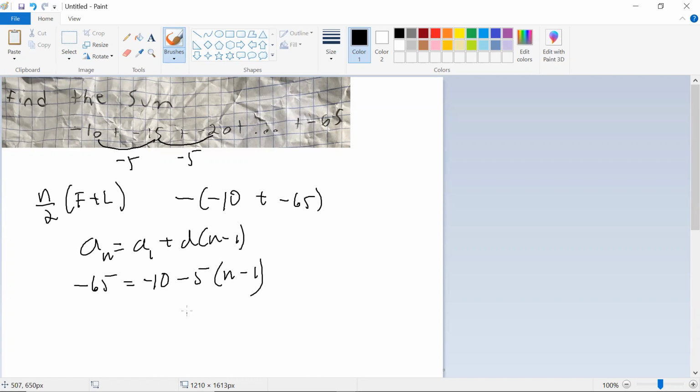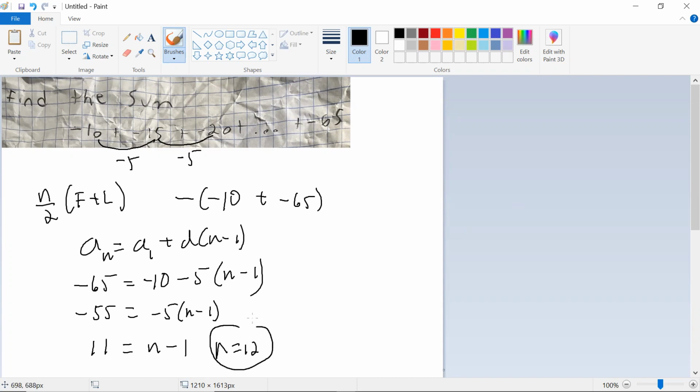So what I'm going to do is solve that equation for n. I'm going to add 10 to both sides. That gives me negative 55 equals negative 5 times n minus 1. I could certainly distribute that negative 5 through and solve it that way, but I can also just divide both sides by negative 5. That gives me 11, so n minus 1 equals 11. Add 1 to both sides. Looks like there are 12 terms. n equals 12.